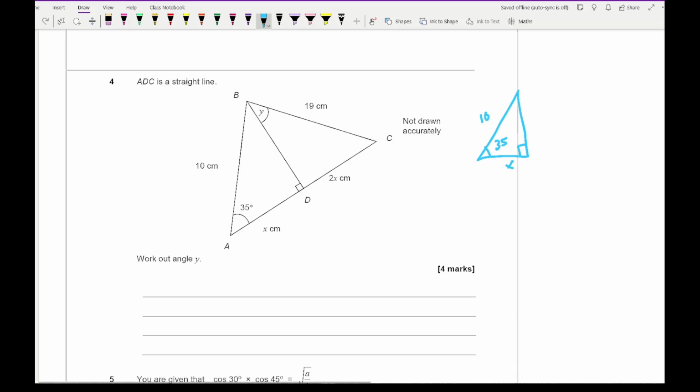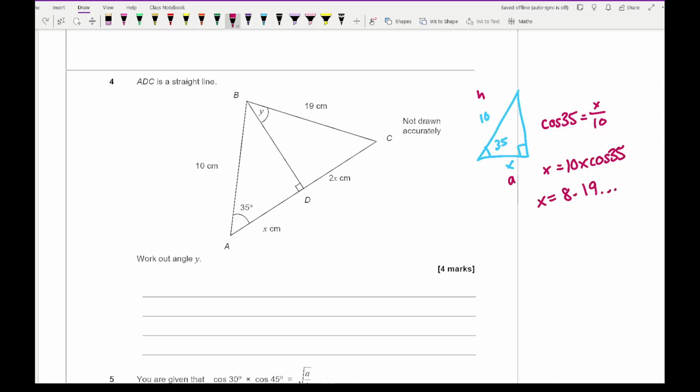In terms of labeling the sides, this is my hypotenuse, this is the adjacent, so I'm going to be using cos 35 equals x over 10. So x equals 10 times cos 35, in which I get an answer of x equals roughly 8.19.